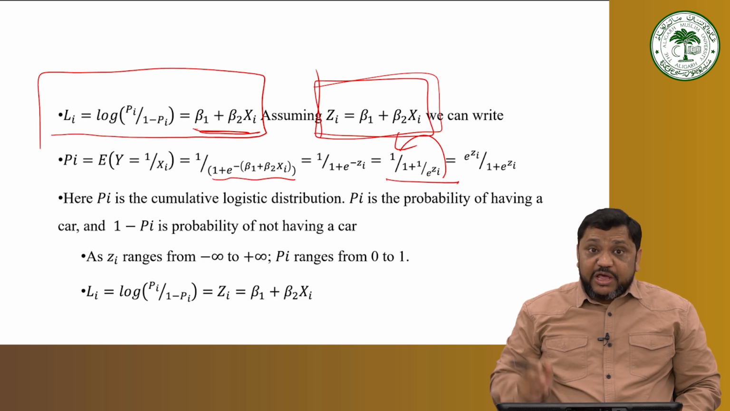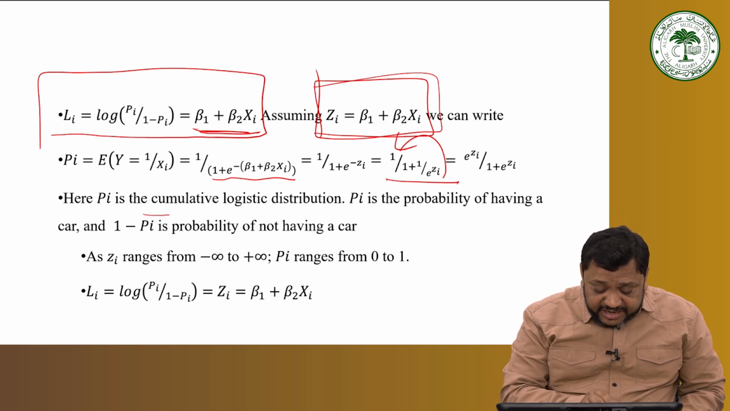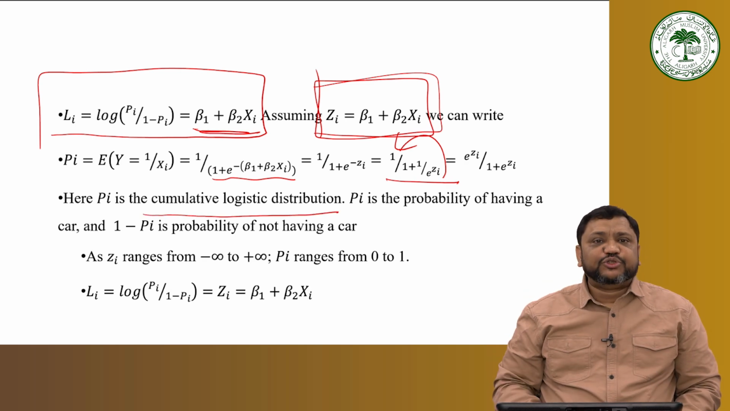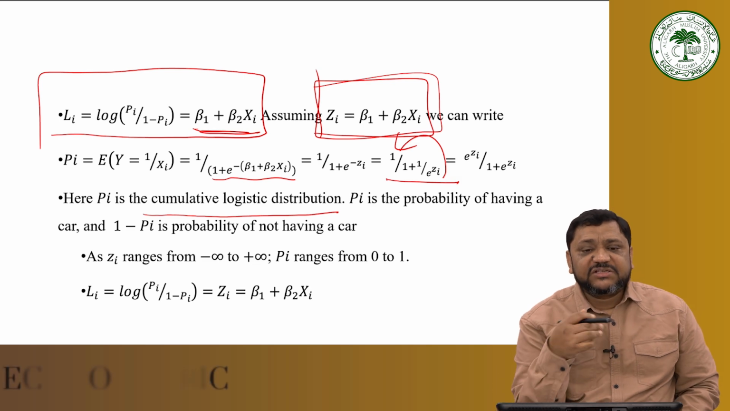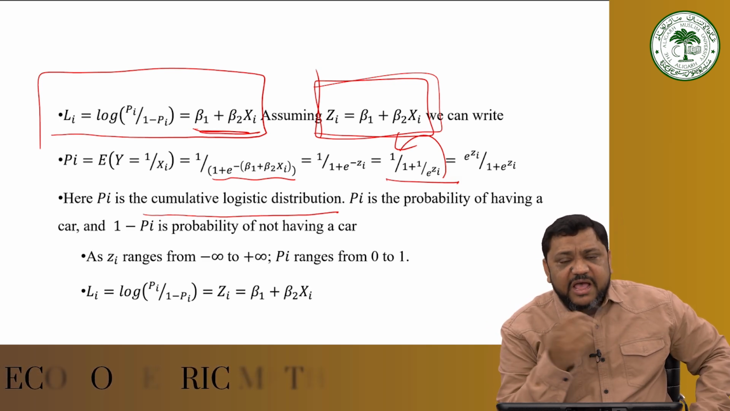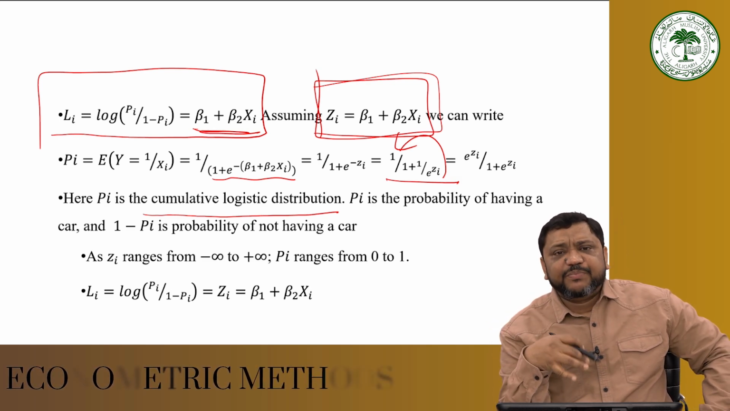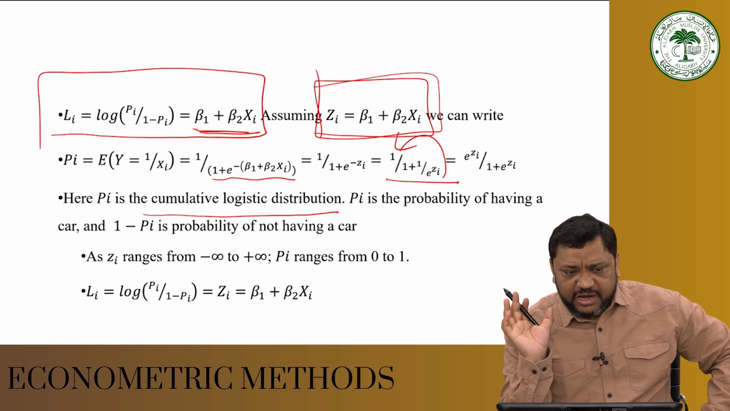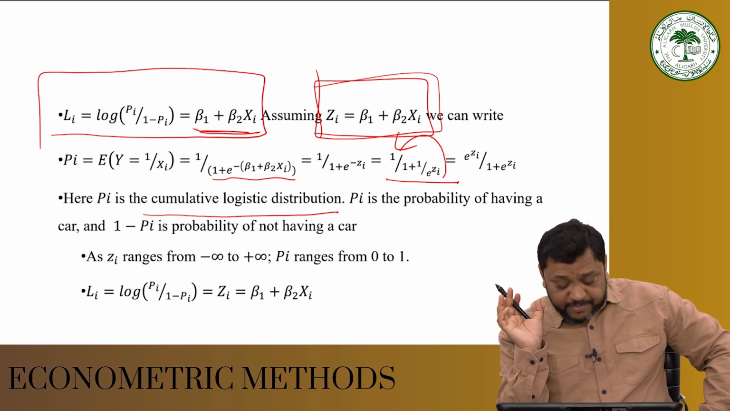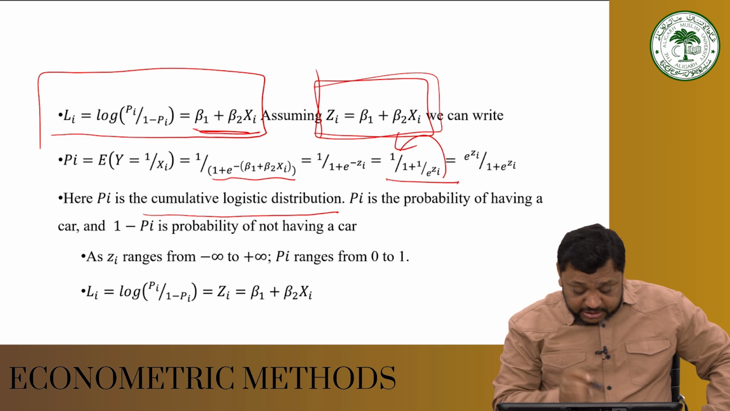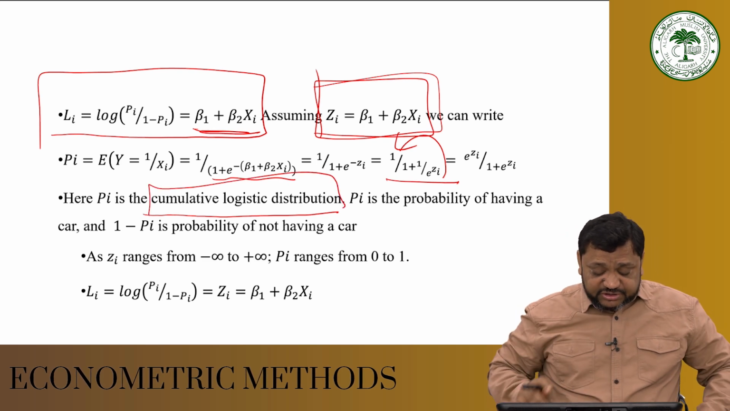Your Pi is the cumulative logistic distribution, and Pi is the probability of having a car, and 1 minus Pi in our example is the probability of not having a car. So Pi is the probability, and Pi is what? It is the cumulative logistic distribution.